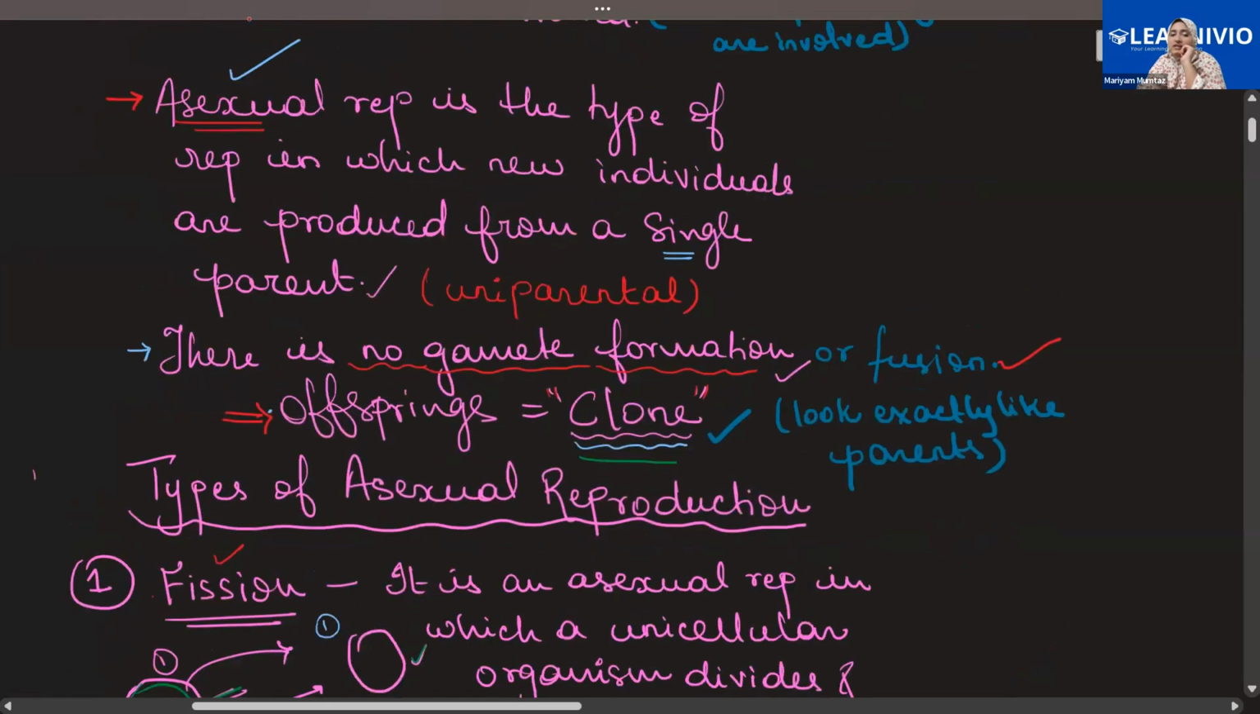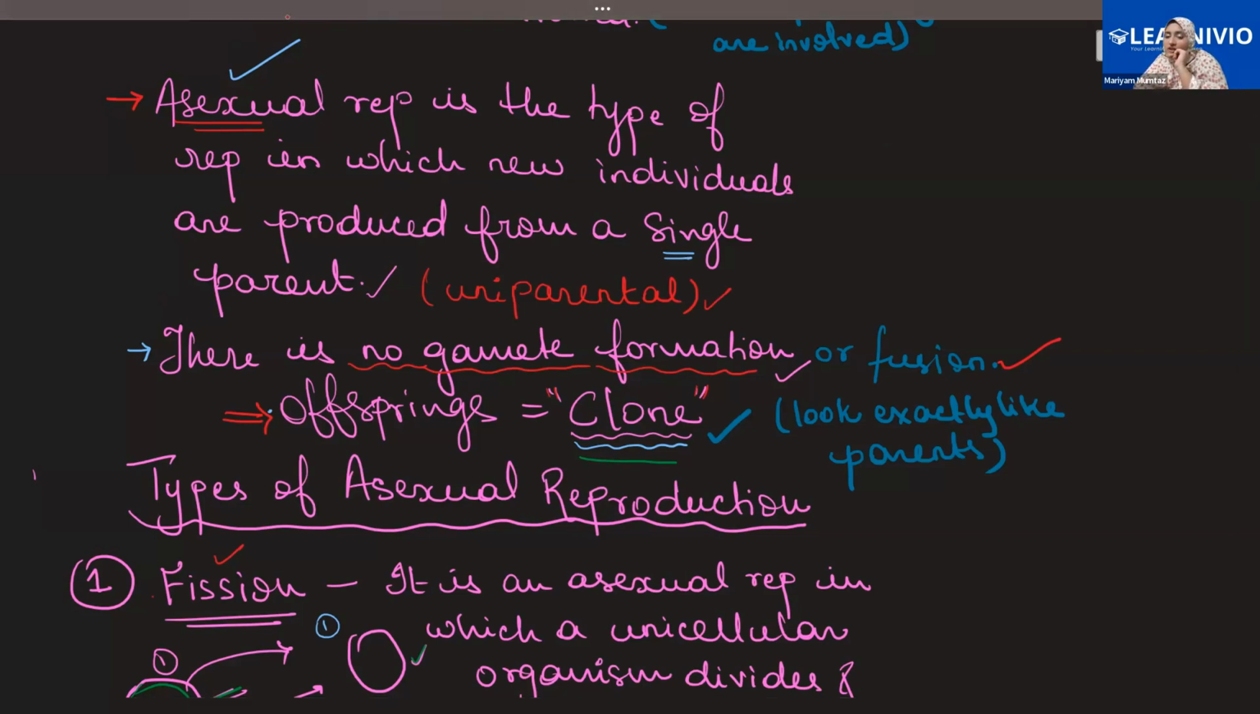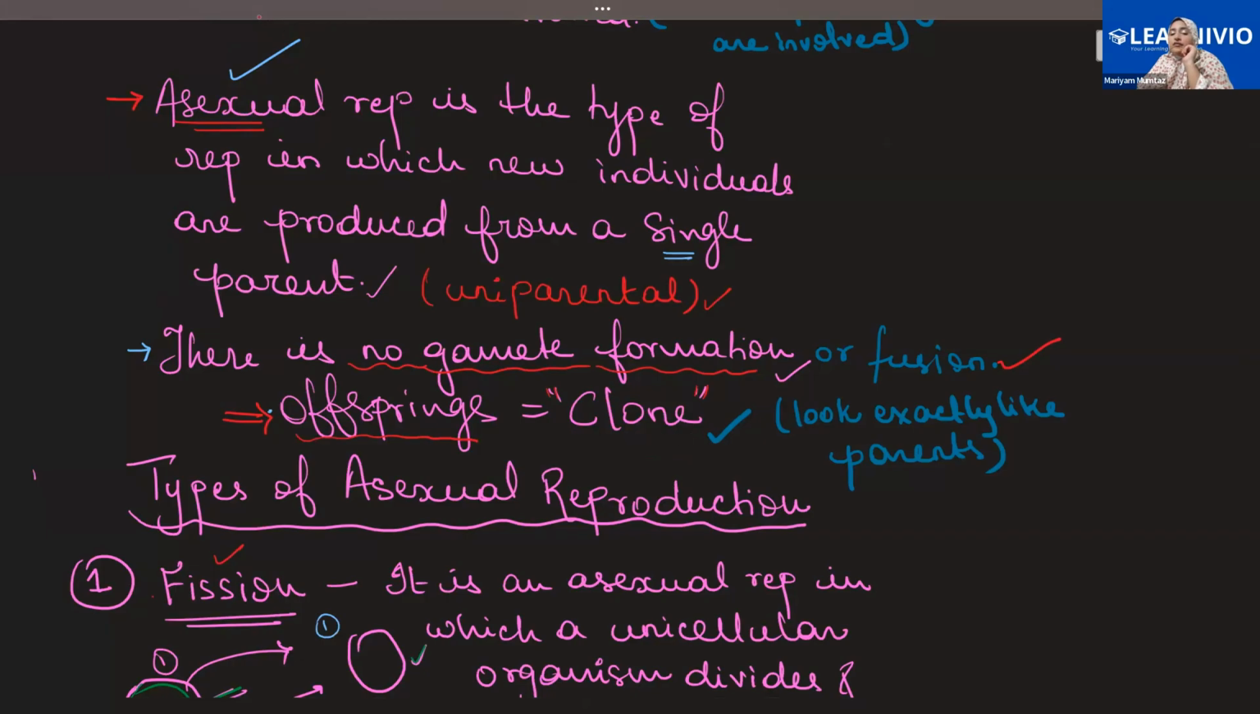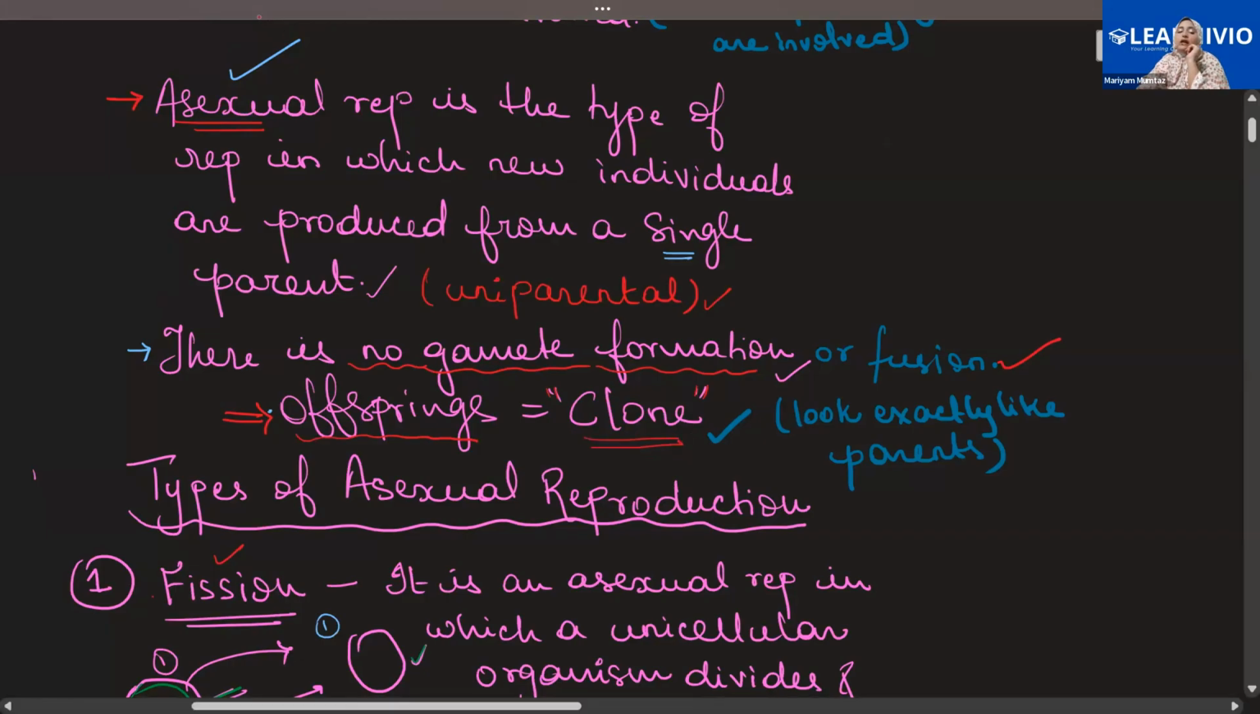So when we talk about asexual reproduction, it is the type of reproduction in which new individuals are produced from a single parent. That is, it is a uniparental kind of reproduction. In the case of asexual reproduction, there is no gamete formation and no gamete fusion. Okay, nothing related to the gamete is present over here. And the offspring, meaning the children that come as a result of asexual reproduction, are clones, meaning they are the exact copy of the parents. Now, talking about the different types of asexual reproduction.